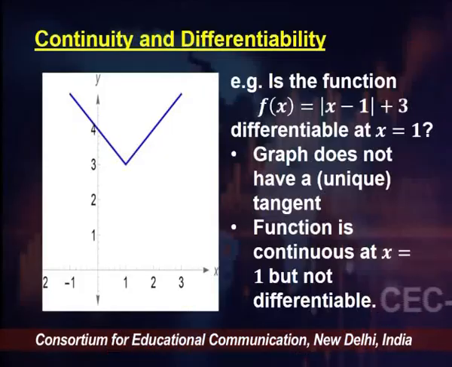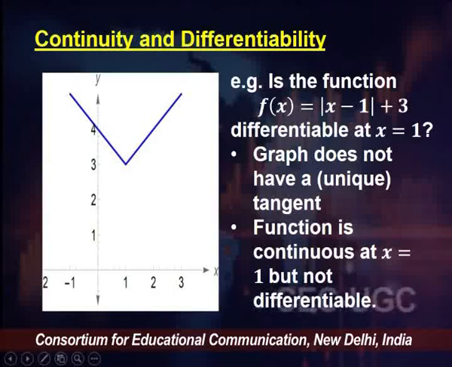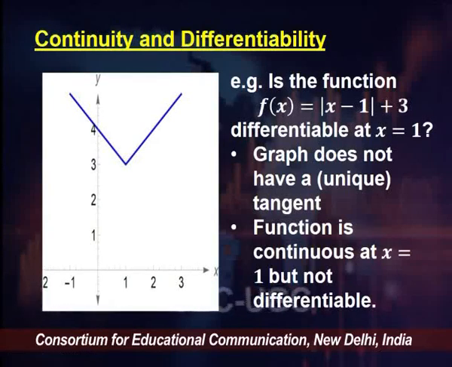So let us complete this proof. I was trying to show that if a function is continuous at a point x equal to a, it need not be differentiable. To prove this, we are taking this example here, f of x equal to mod x minus 1 plus 3.